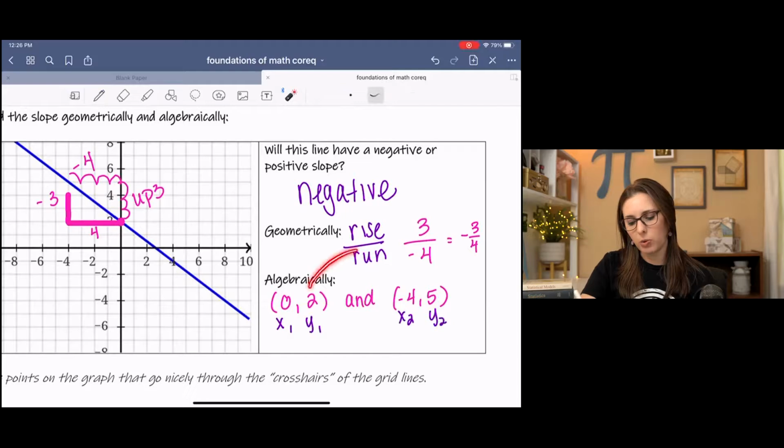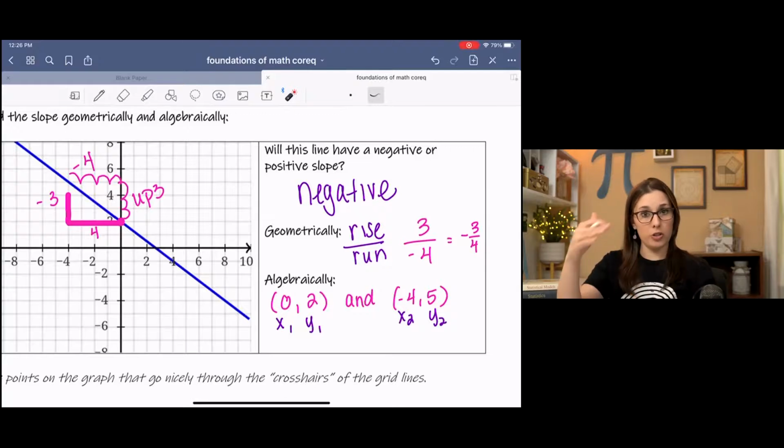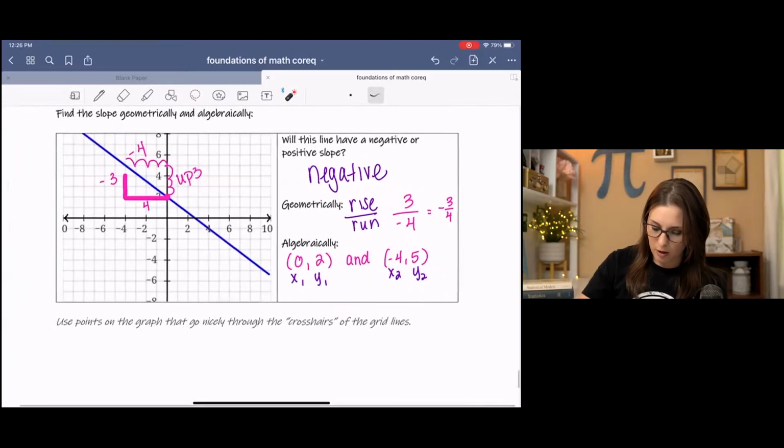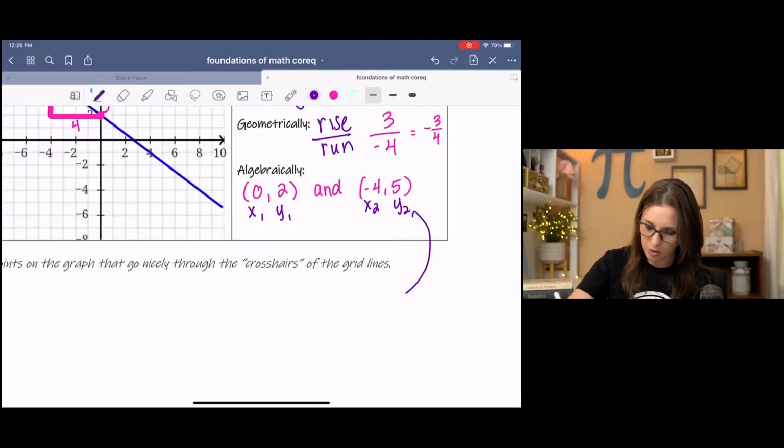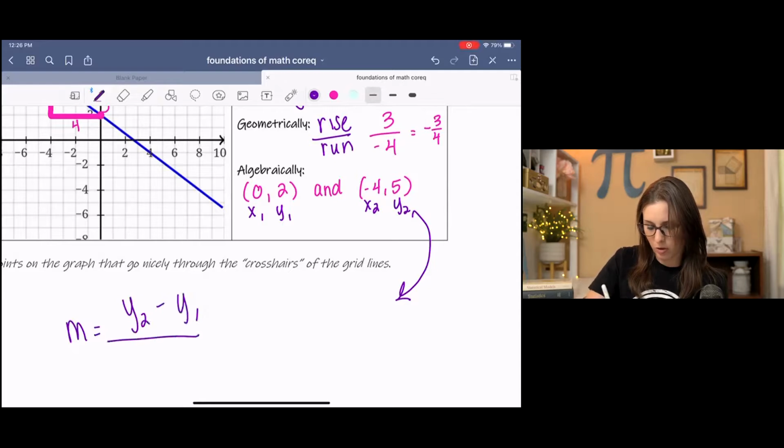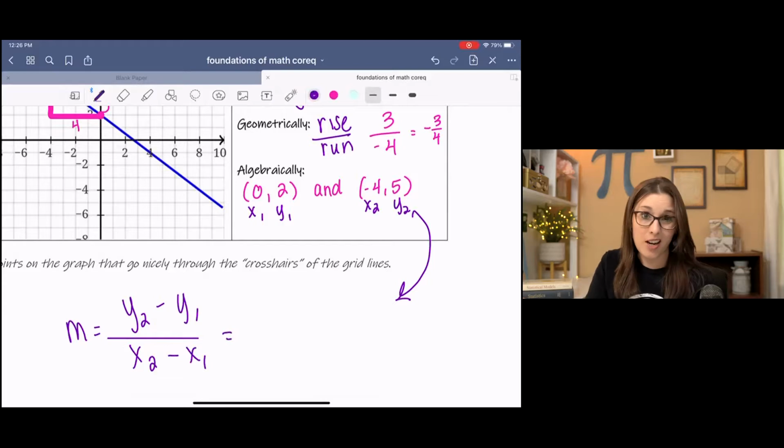Now, if you had written your points in a different order, then you'll have a different x1, y1, and x2, y2, but we will end up with the same answer. Your sign, again, might be on the numerator versus the denominator or vice versa, but we should still end up with the same answer as long as we're doing it correctly. And then I'm going to use my formula. I'm going to continue down here. y2 minus y1 over x2 minus x1. And then I just sub it in.